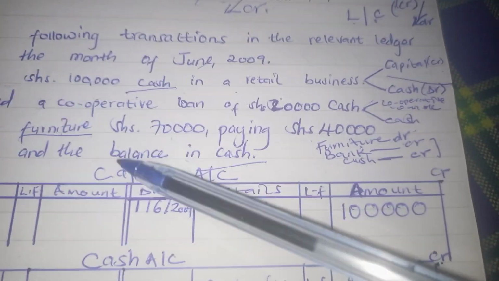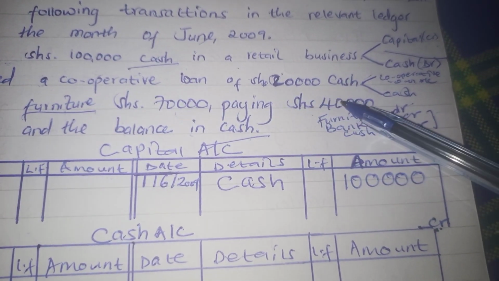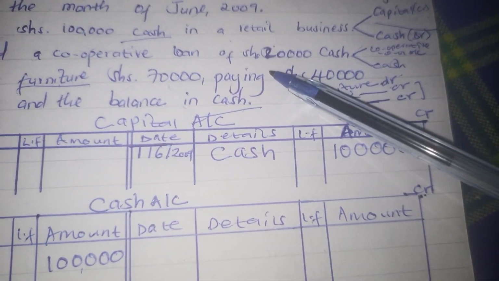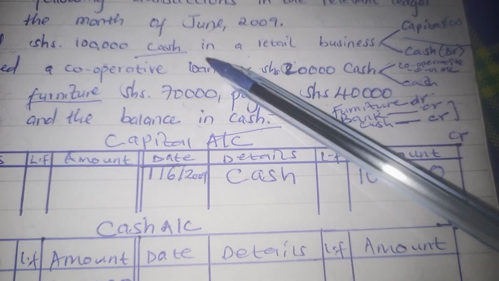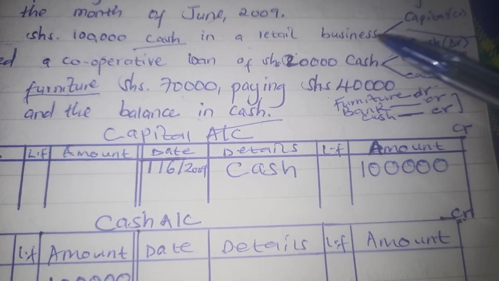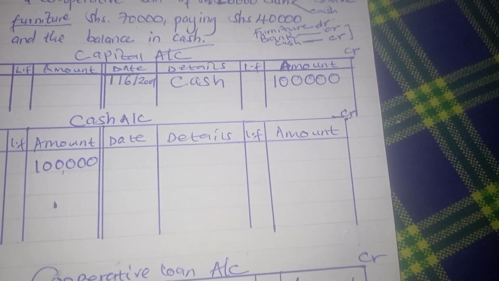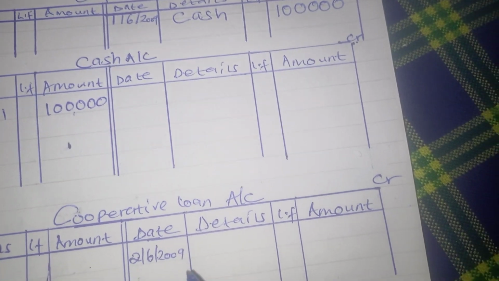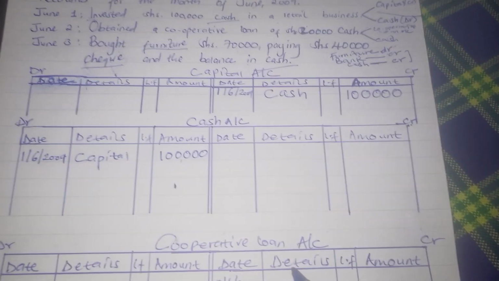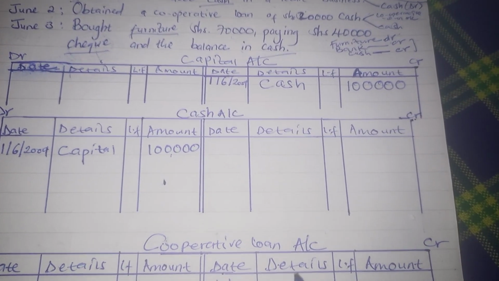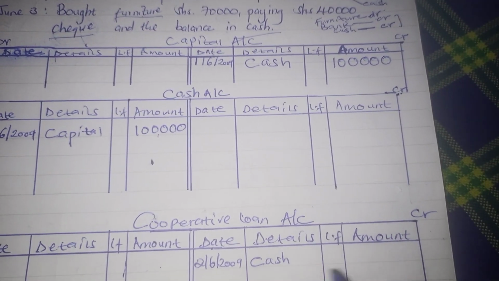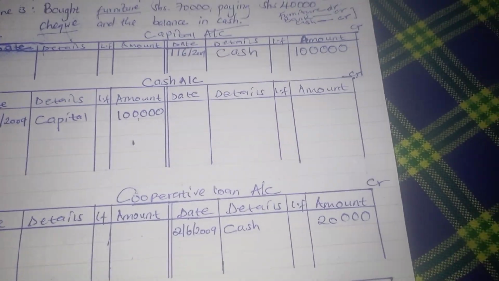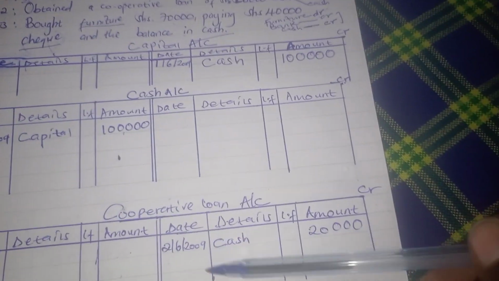Back to our transaction. A cooperative loan of 20,000, which was given in the form of cash. In this case, we said a loan is a liability. So, an increase, hence we credit. On which date? 2nd of June 2009. The details therein are supposed to capture that this loan was given in the form of cash and it was amounting to 20,000. Then the other affected account, of course, will be cash.